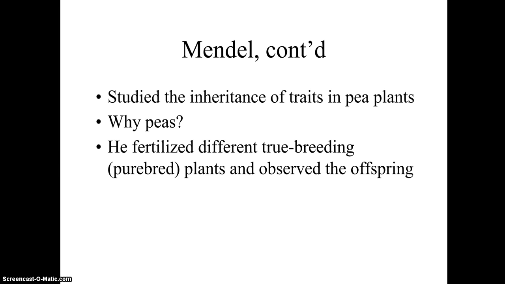Purebred plants means that if you had a purebred tall pea plant, that for at least 10 generations, those plants were nothing but tall. Okay, you've heard the word purebred before, probably with dogs. A purebred dog is a lot more expensive than a mixed breed dog. And the reason why is you have to control dogs to make them purebred. You have to make sure that if you want a purebred German Shepherd, that only German Shepherds mate together.